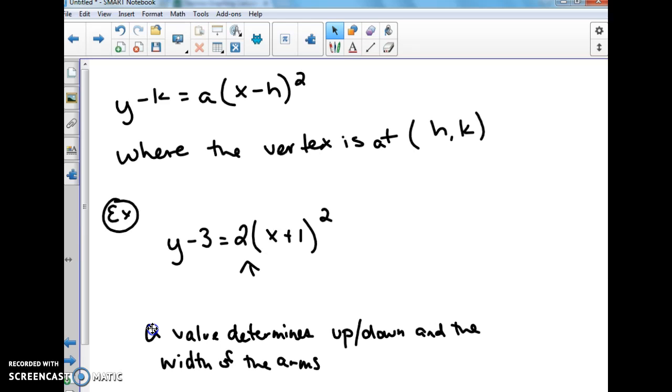Again, these are all things that we can find using our graphing calculator. But this is our translation, and this is how things get moved around, with the vertex moving with the h comma k and the a determining how our arms are. So this is how we can look at the graphs of quadratics.